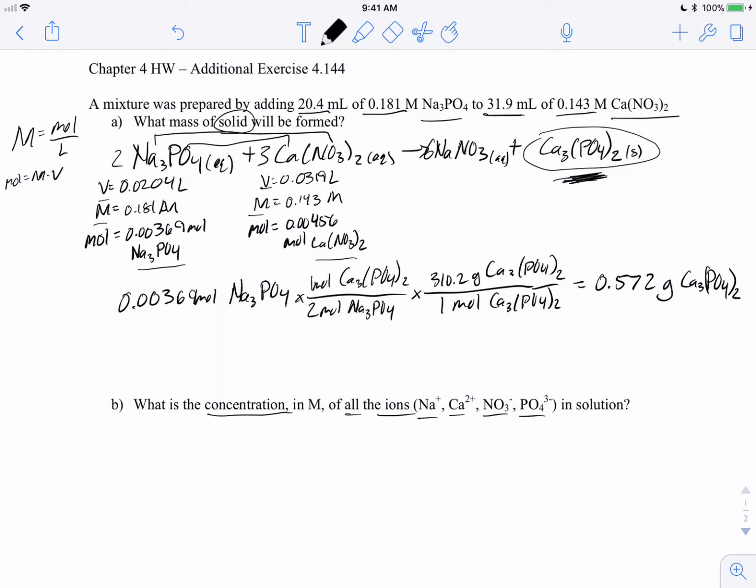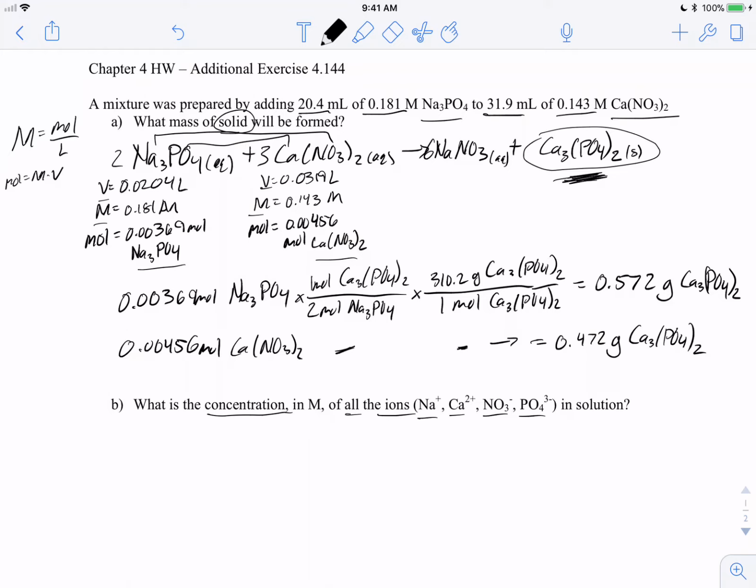Now, if we do the same thing using our 0.00456 moles of calcium nitrate, not going to go through the explanation of how we would get there, but again, we would use our mole ratio and our molar mass, and we would see that that would lead to us forming 0.472 grams of calcium phosphate from our calcium nitrate.